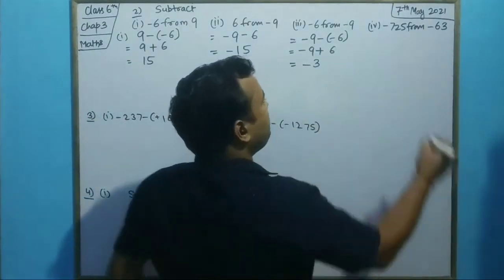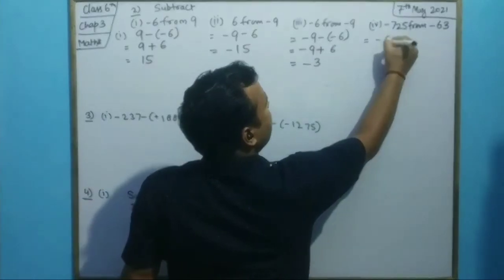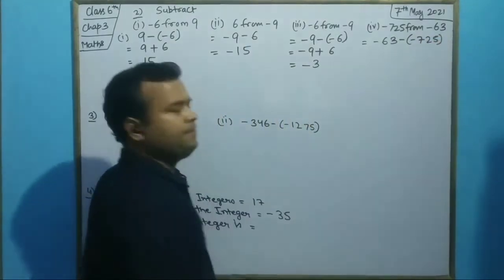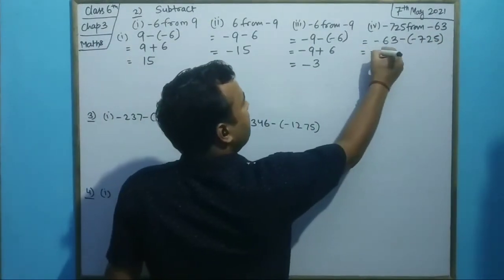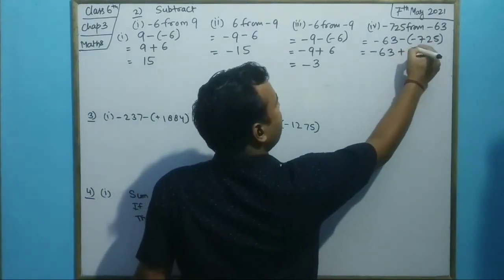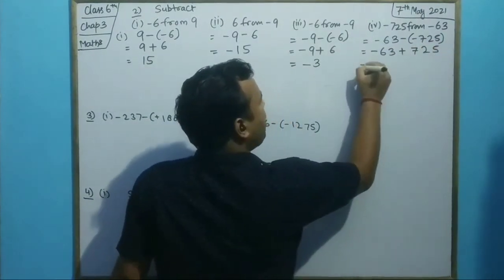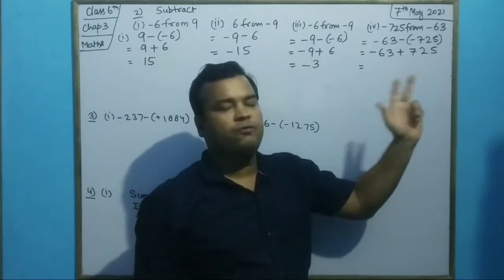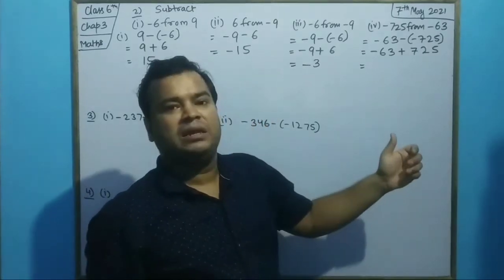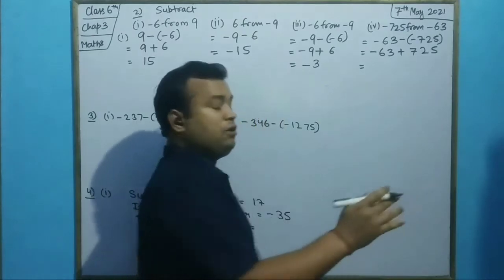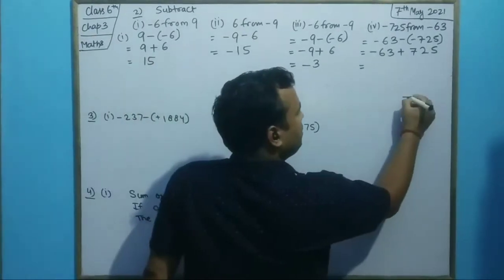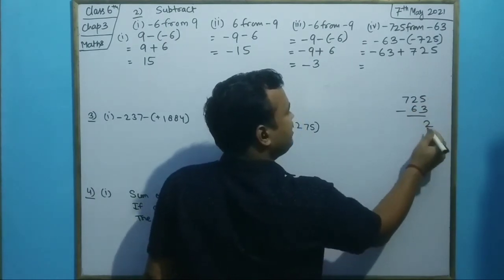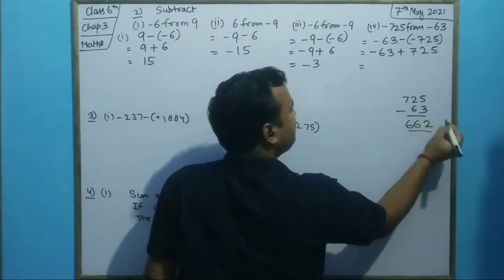Let us see here what we need to do. We need to subtract minus 725 from minus 63. So this is the sum. Minus 63, minus of minus, it will be plus. Again, I have told you that here both the numbers have different signs. So you need to subtract both the numbers first of all, because they have different signs. Okay, what happens? 5 minus 3, 2, 6, 6, 12, and it will be 662.